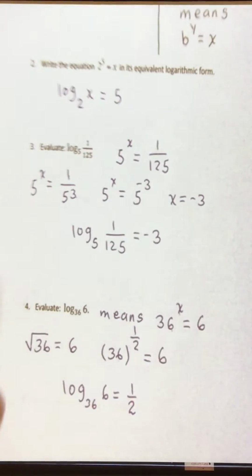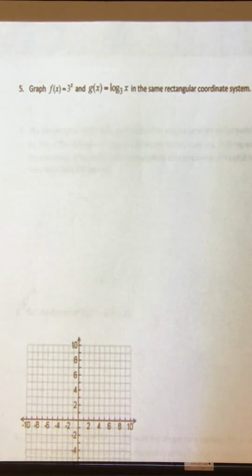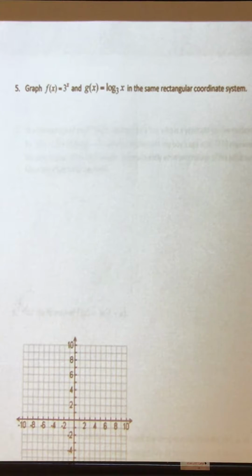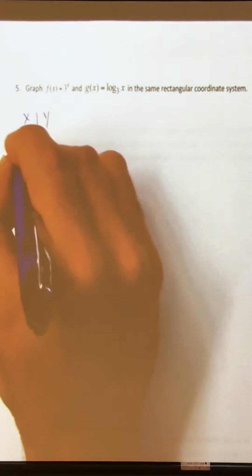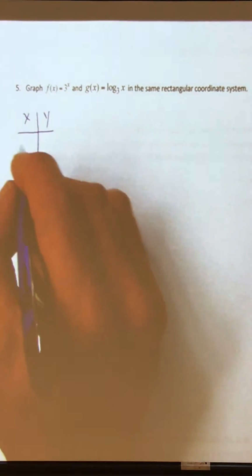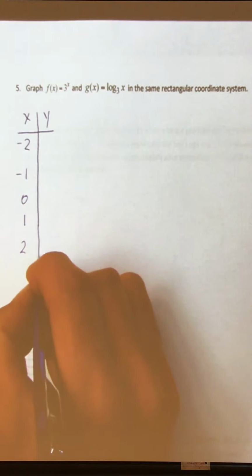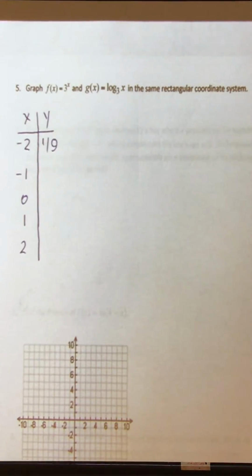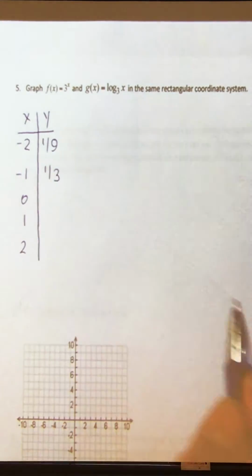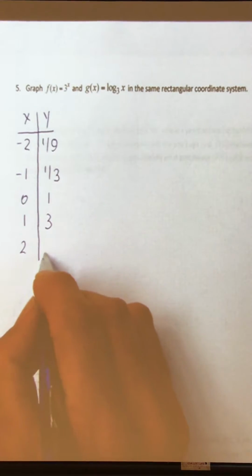Let's go to problem number 5. Graph 3 to the x and its inverse function log base 3 of x in the same rectangular coordinate system. So to do this, we'll first make a table of values for our exponential, 3 to the x, and we'll let x run from negative 2 through positive 2. Taking 3 to the power negative 2 gives us 1/9. 3 to the negative 1 gives us 1/3. 3 to the 0 power gives us 1. 3 to the 1st power gives us 3, and 3 to the 2nd gives us 9.